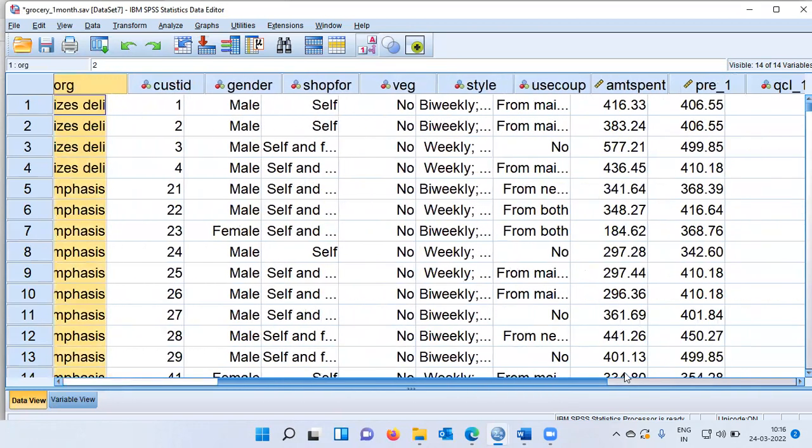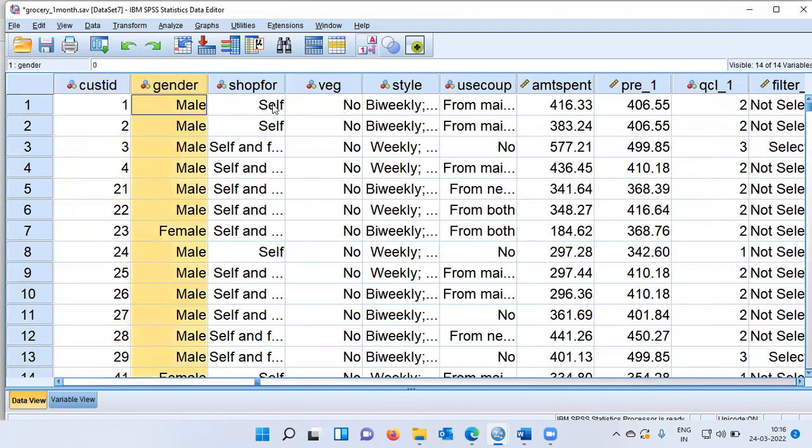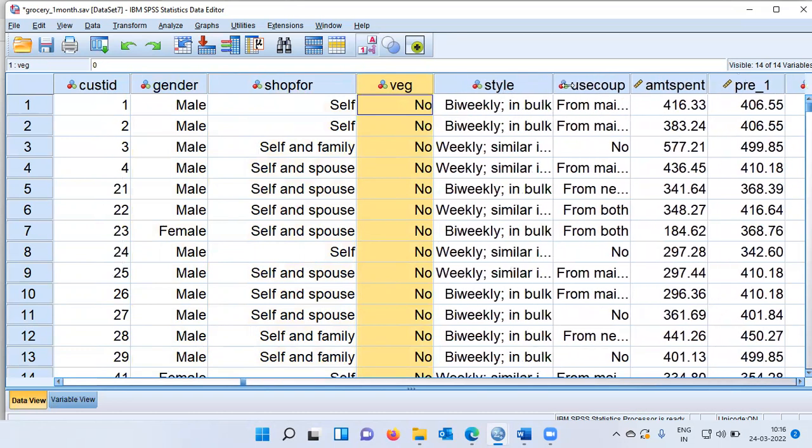As I scroll to the right side, you can see customer profile as well. You can see here, this is customer ID. Gender of the customer is given. Who is he shopping for? Is he shopping for himself? Or is he shopping for himself and family? Or is he shopping for himself and spouse? These are the three categories in the variable shop for. Is he a vegetarian or not? That information is also given.